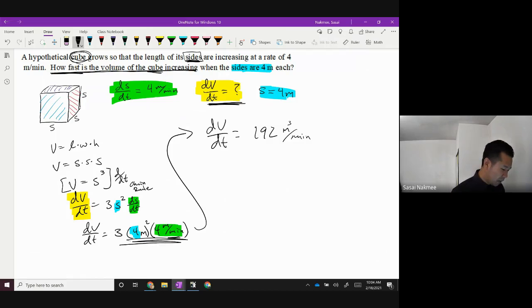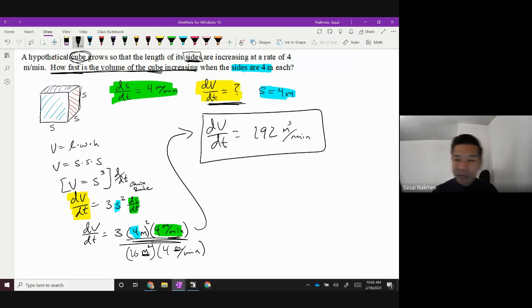Well, 4 squared is going to give me 16, but that also squares the meters, right? There's a meter squared there. But the meter squared here is going to multiply with the 4 meters per minute. And when you multiply these units, meters squared times meter, that's where the meters cubed comes in. And the minutes just goes in the bottom there. But that's it, guys. That's going to be your answer. 192 meters cubed per minute.